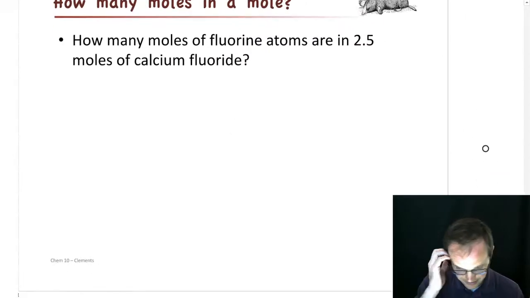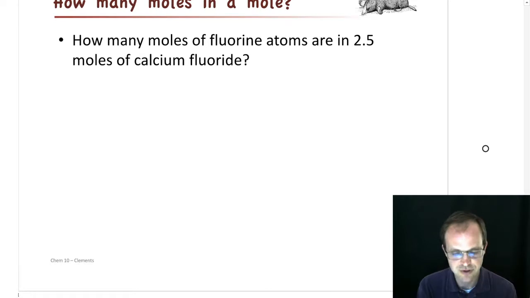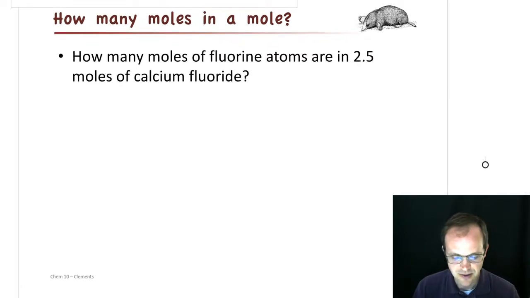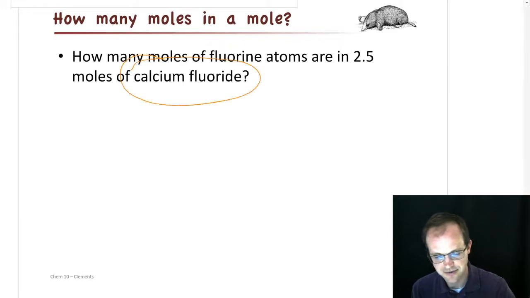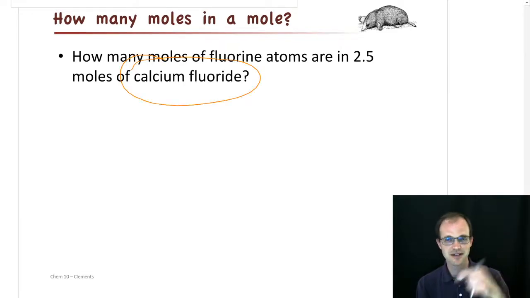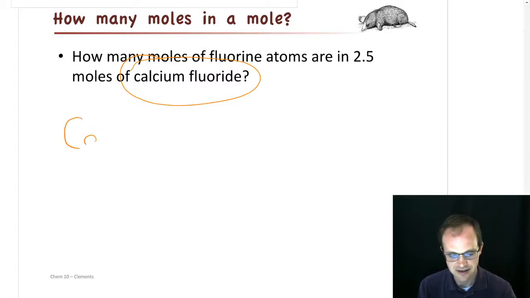All right. So how many moles of fluorine atoms are in 2.5 moles of calcium fluoride? Well, first we got to figure out what is calcium fluoride. Now this is going back to the last chapter where we learned how to make ionic molecules. We've got calcium and we've got fluorine. And it's very tempting to say calcium fluoride is CaF.